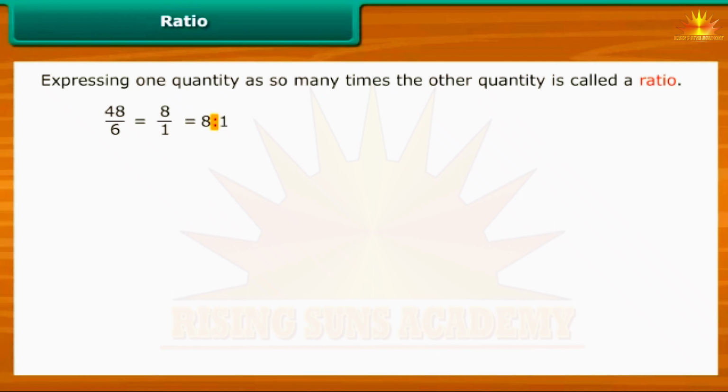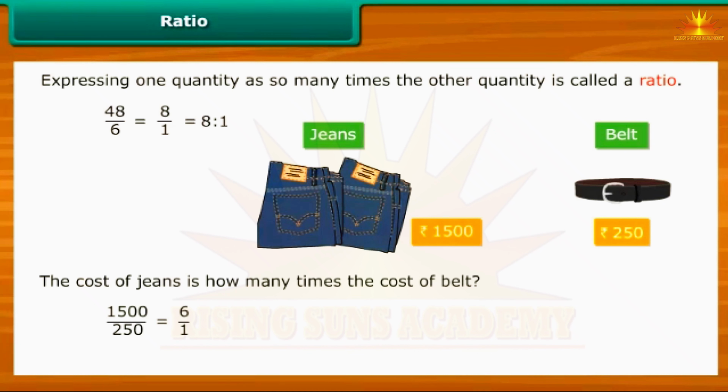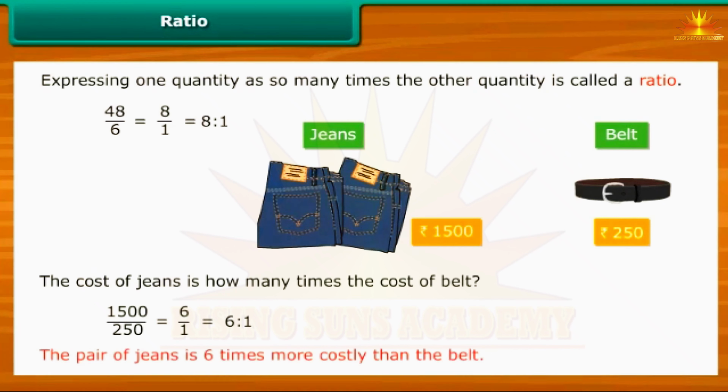Let us look at another example of ratio. Tushar bought a pair of jeans for rupees 1500 and a belt for rupees 250. The cost of jeans is how many times the cost of belt? To calculate the ratio, first divide 1500 by 250. It is the same as 6 divided by 1. Express it as a ratio that is 6:1. Therefore, we can say that the pair of jeans is 6 times more costly than the belt.